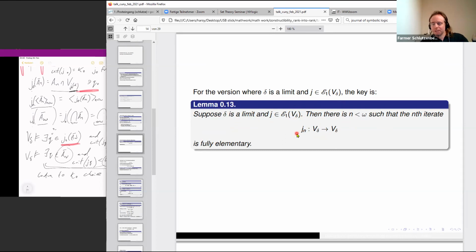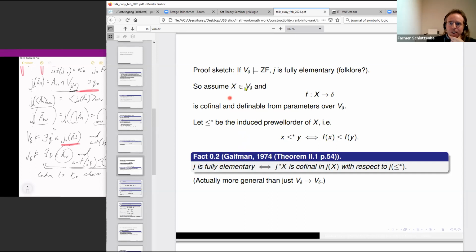So if J in the first place was definable from parameters, then each of the iterates are, and then this Jn, which is fully elementary, will contradict the theorem. Okay, to contradict the first part of the theorem. Okay, and so the proof sketch is as follows.